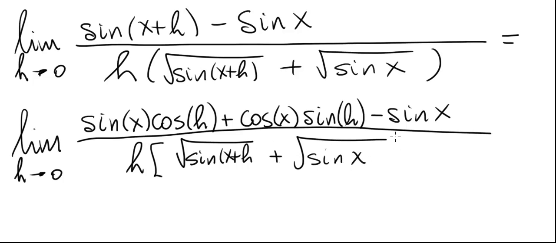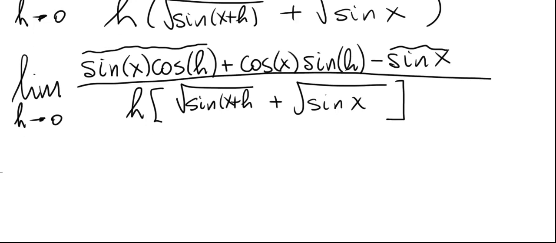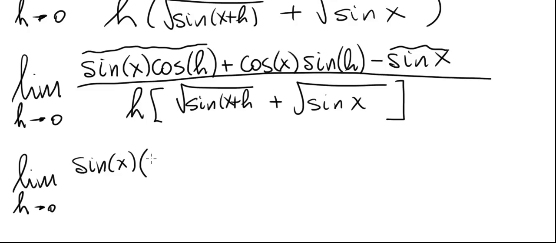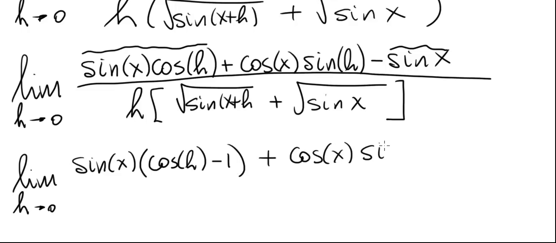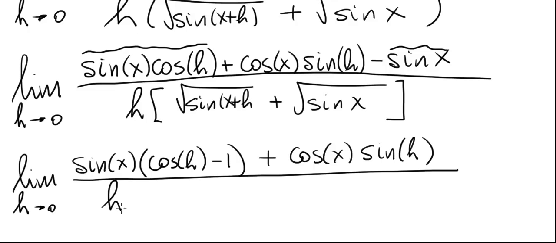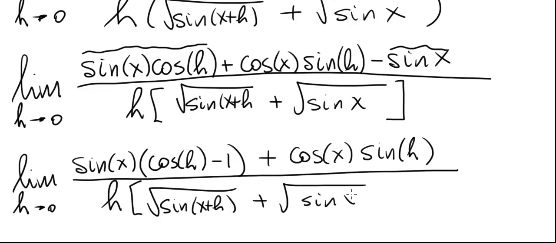Now let's do a little bit of factoring. The first term here has sine x, so does this last one, so we can factor out sine x. And so we write this as the limit as h goes to 0 of sine of x times, we have cosine of h minus 1 left, then plus cosine of x times sine of h, all over h times the square root of the sine of x plus h plus the square root of the sine of x.